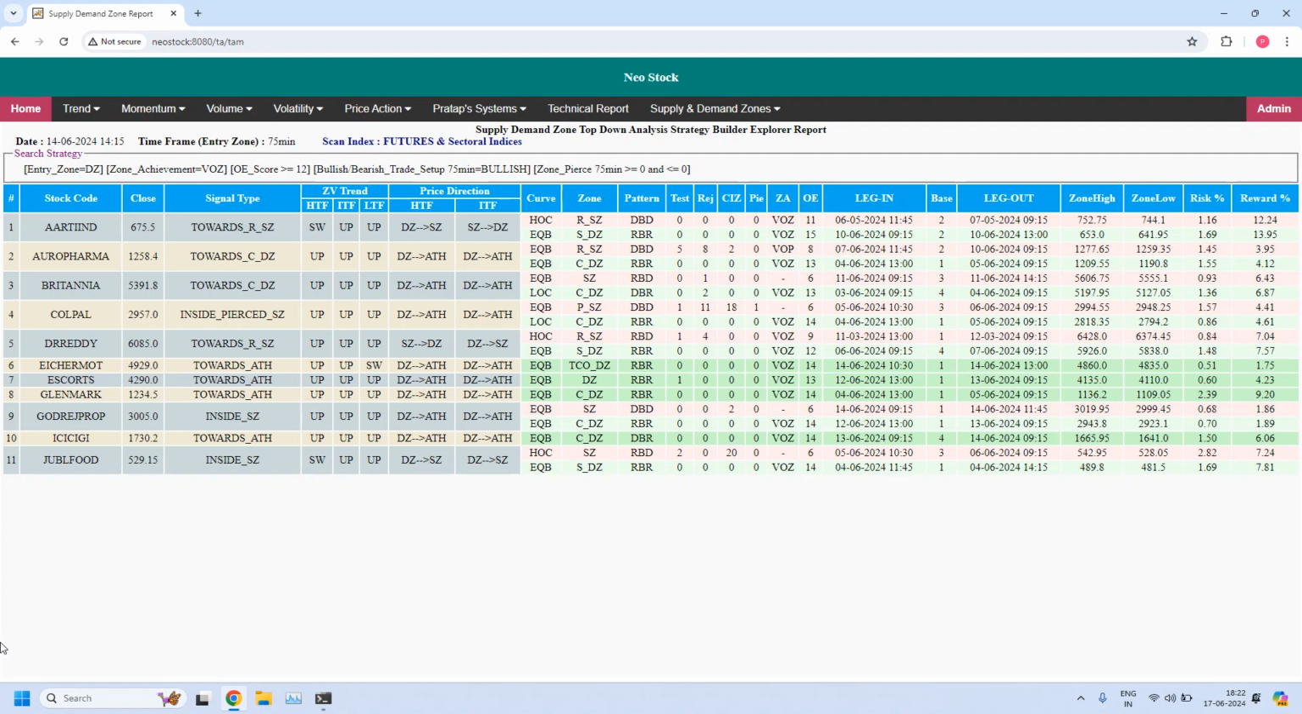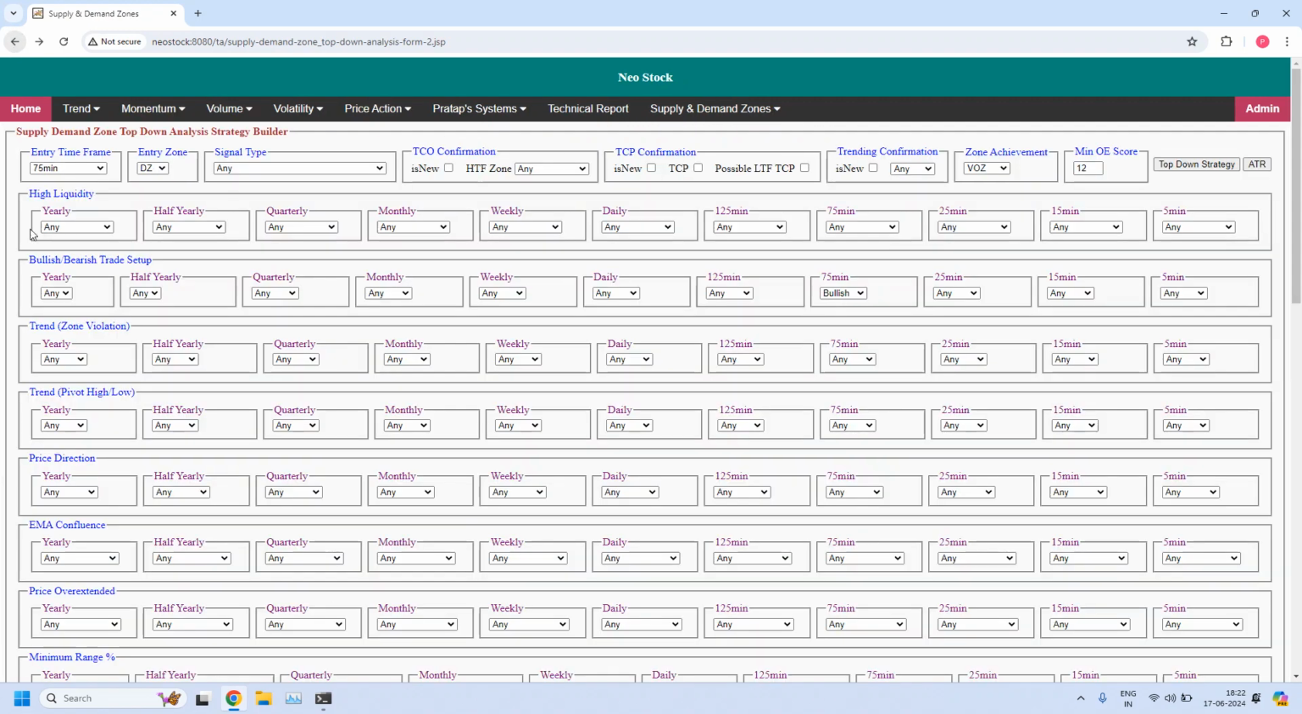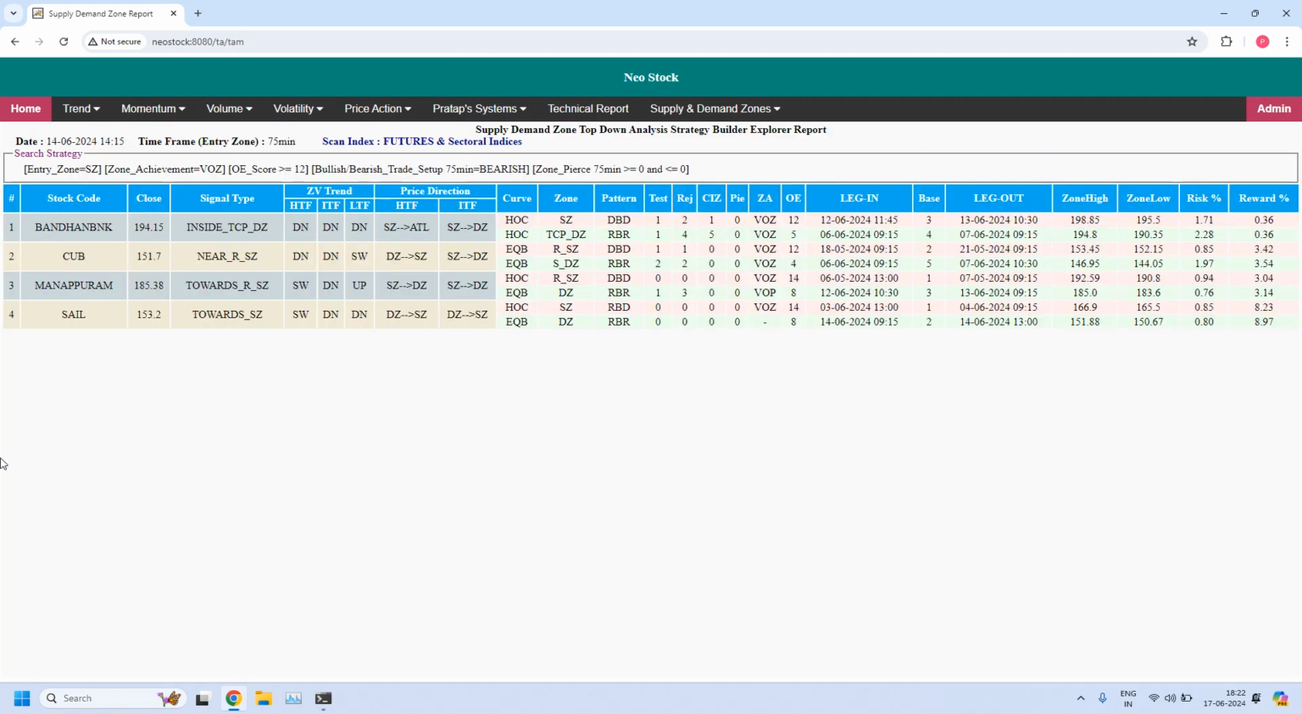Okay, now let me generate the bearish trade setup for weekly income trade. So entry time frame 75 minutes, but entry zone should be supply zone. In bullish or bearish trade setup 75 minutes, changing the value to bearish. Now let me generate the report. So this is the report. Currently 4 stocks are supporting bearish trade setup for weekly income trade. Okay, now let me generate bullish and bearish trade setup for hourly income trade.